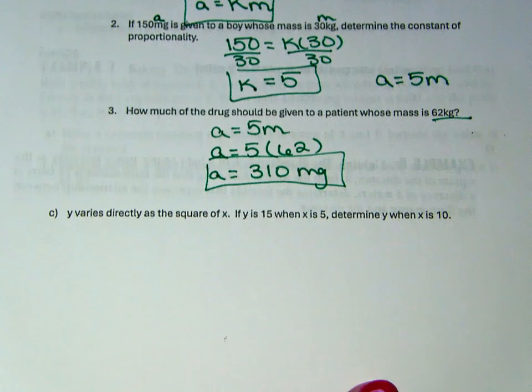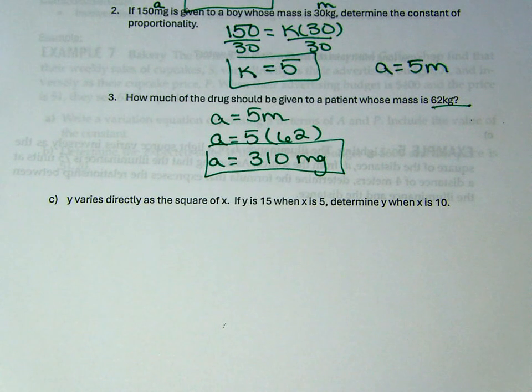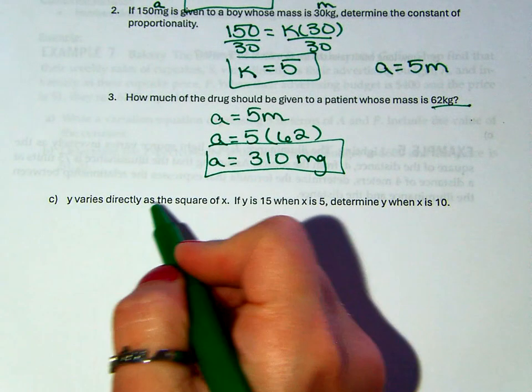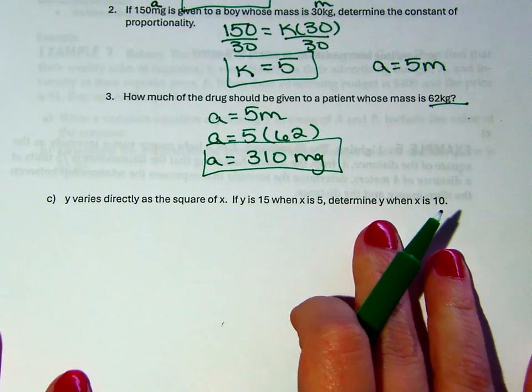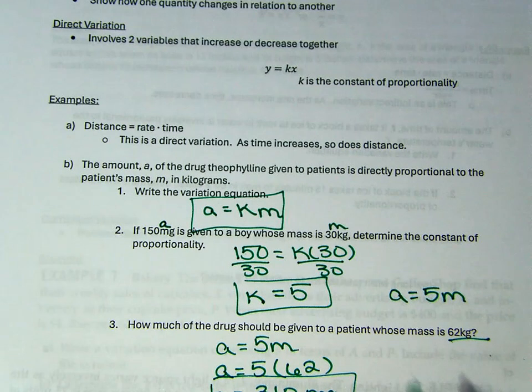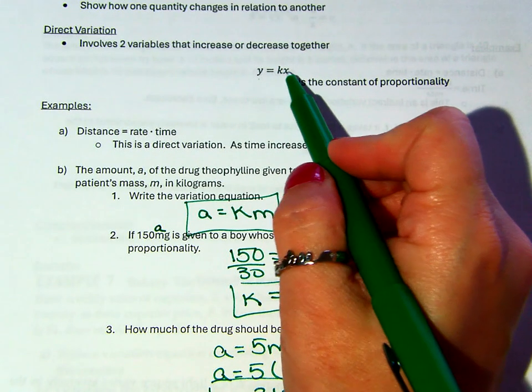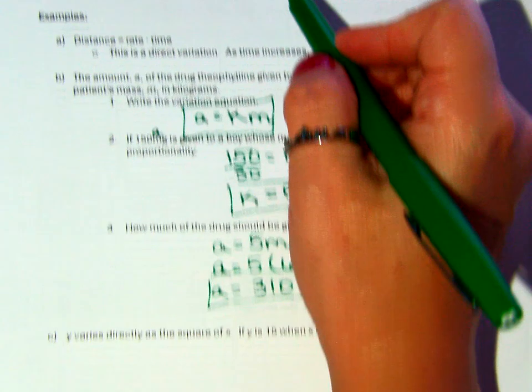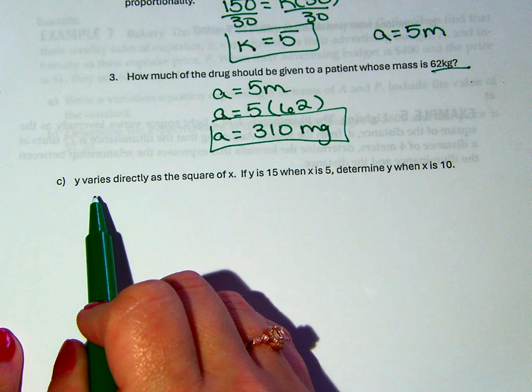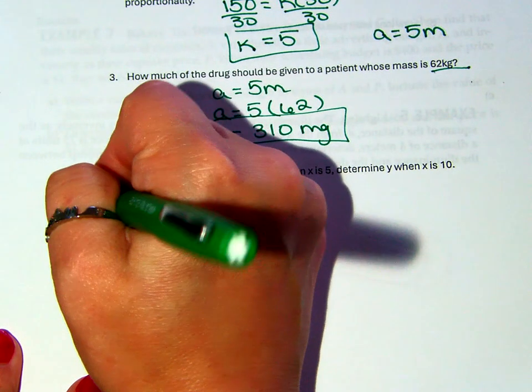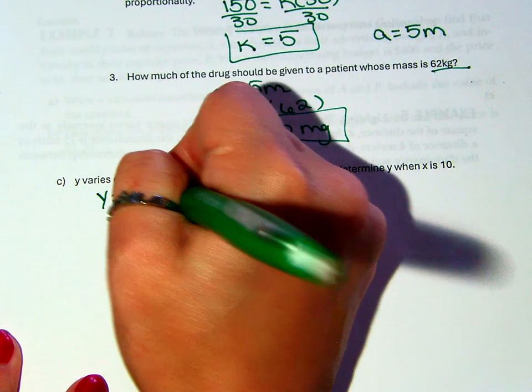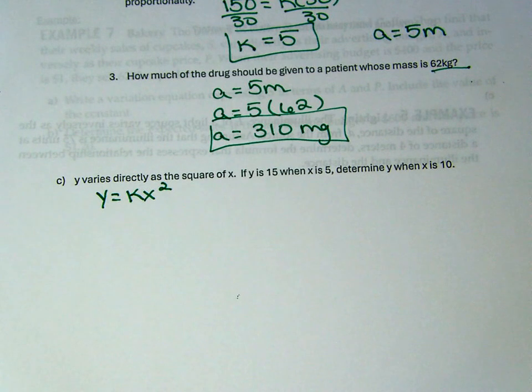All right, let's do one that's not necessarily real world applicable. This one says y varies directly as the square of x. So right there, I'm going to pause. It says y varies directly as the square of x. Our very general equation up top is y varies directly in terms of just x. So if y varies directly in terms of the square of x, that's going to look like y equals kx squared, like this.